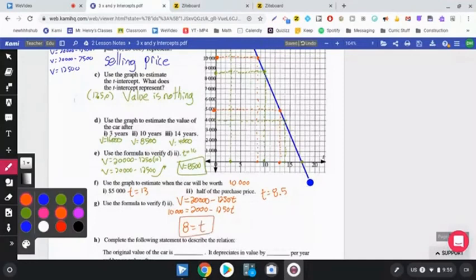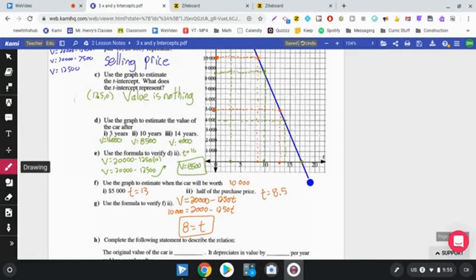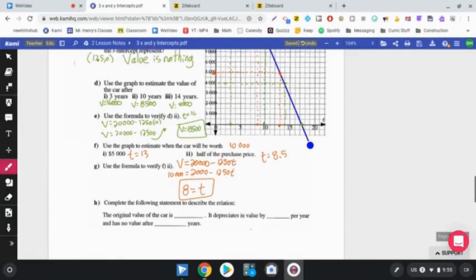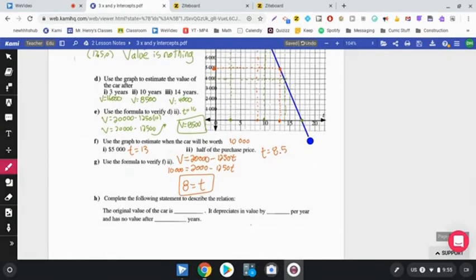So my estimate was actually a little bit off. I was supposed to get 8 and I got 8.5. That's where the graph, if I build it, is probably not as accurate as just doing it with some algebra and solving things perfectly. Okay, let's complete the final statements here.